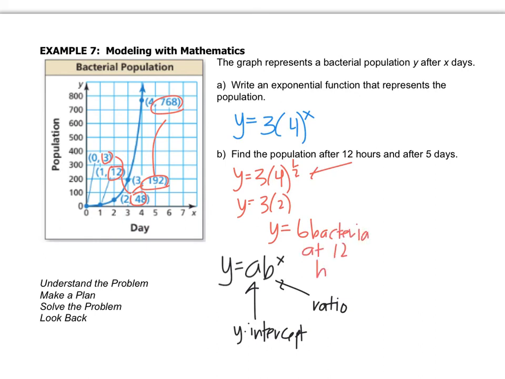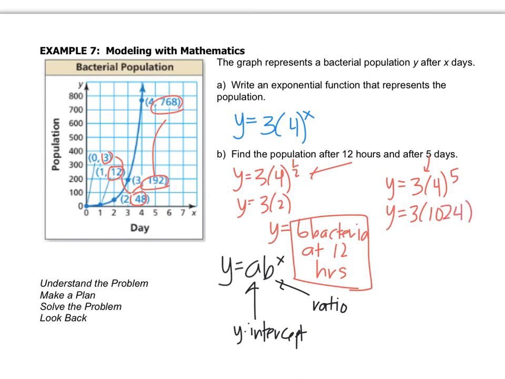So there'll be 6 bacteria at 12 hours. And then we do it again just for 5 days. And we don't need to change anything because the x value stands for days. So it'll be y equals 3 times 4 to the 5th. I don't know 4 to the 5th. I need to get my calculator out. That is 1024 times 3. So wow, this bacteria is multiplying pretty quickly. 3,072 bacteria at 5 days.